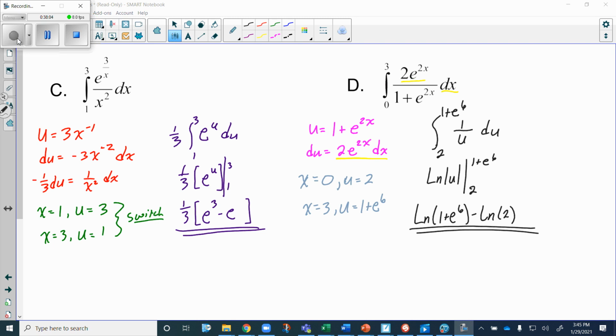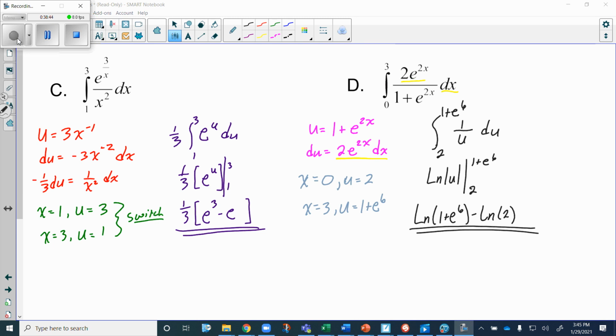hopefully the u value didn't throw you off too much. I imagine if you tried taking u to be just the 2x, that's the exponent of the e value, if you try to take the derivative of that, you're going to just wind up with a 2, which doesn't really help you a lot to match anything up, or 2dx. So we have to look at u as being the entire denominator, 1 plus e to the 2x power, because when I take the derivative of e to the 2x power using the chain rule, I do get 2e to the 2x power dx, which is what matches in the original integrand.